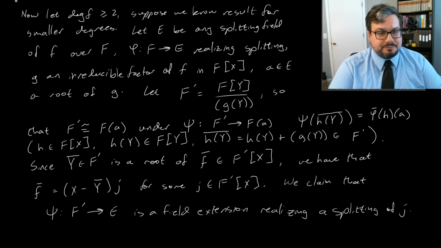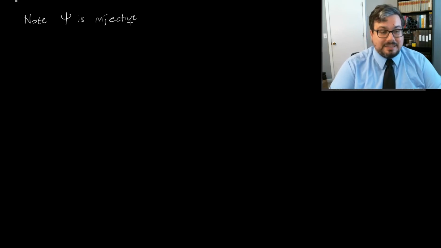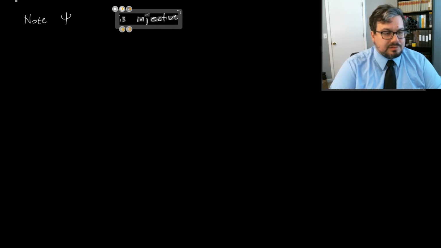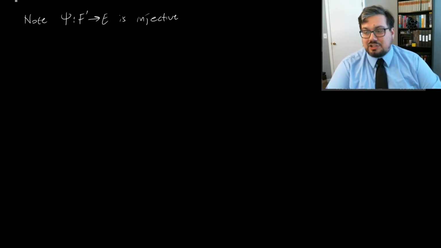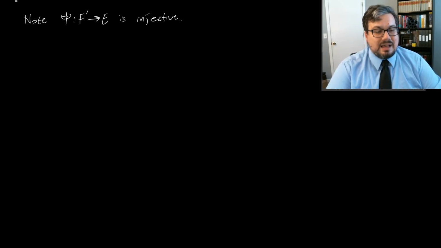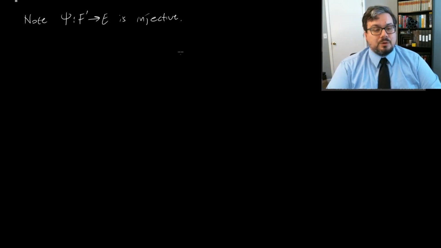So first of all, note that psi is injective, since it's a bijection with image a subset of E. So psi from F prime to E is injective, so that's the first thing. So now to recognize that psi is a splitting of j, we're going to go back through what we know about f.